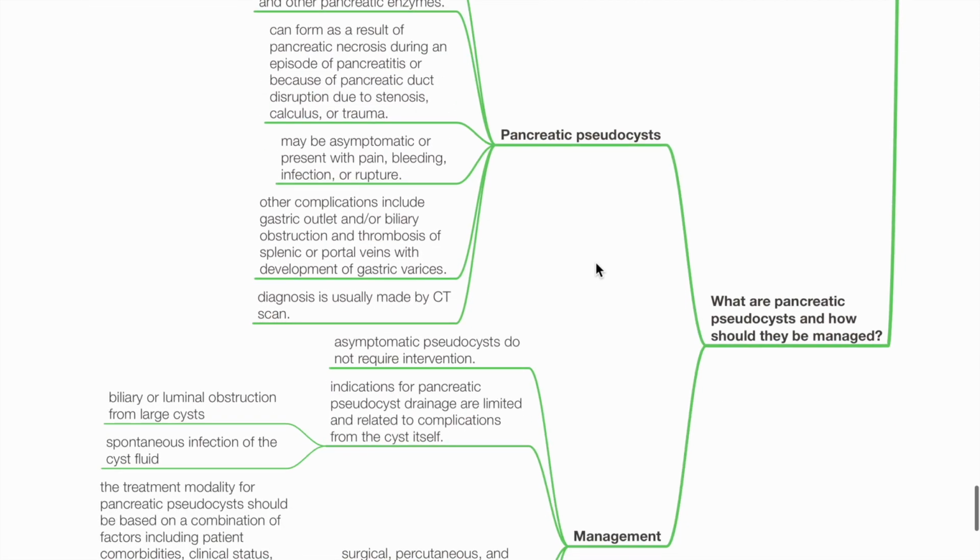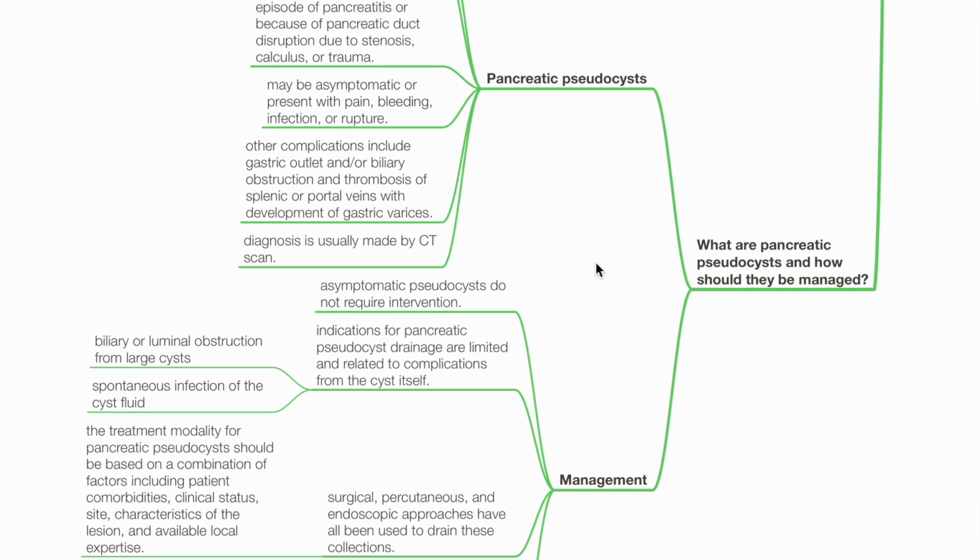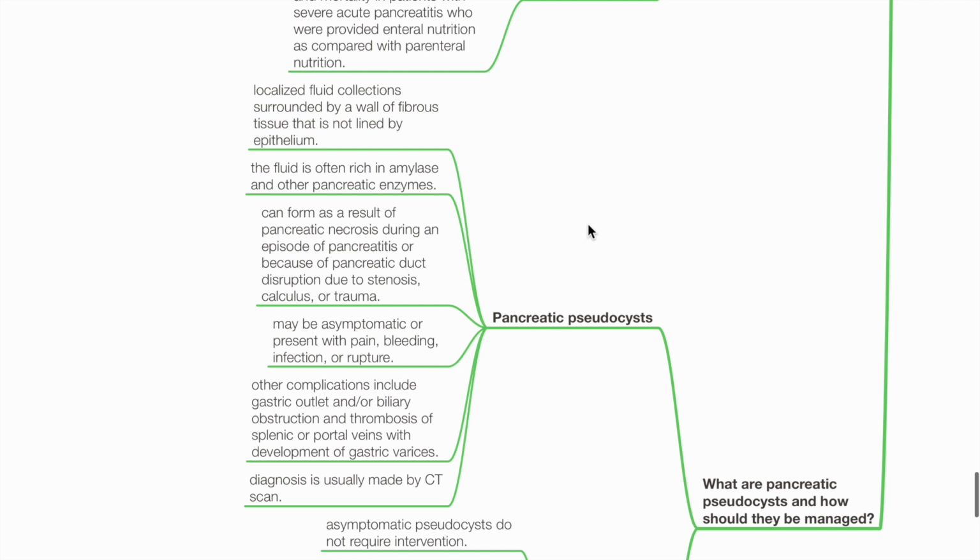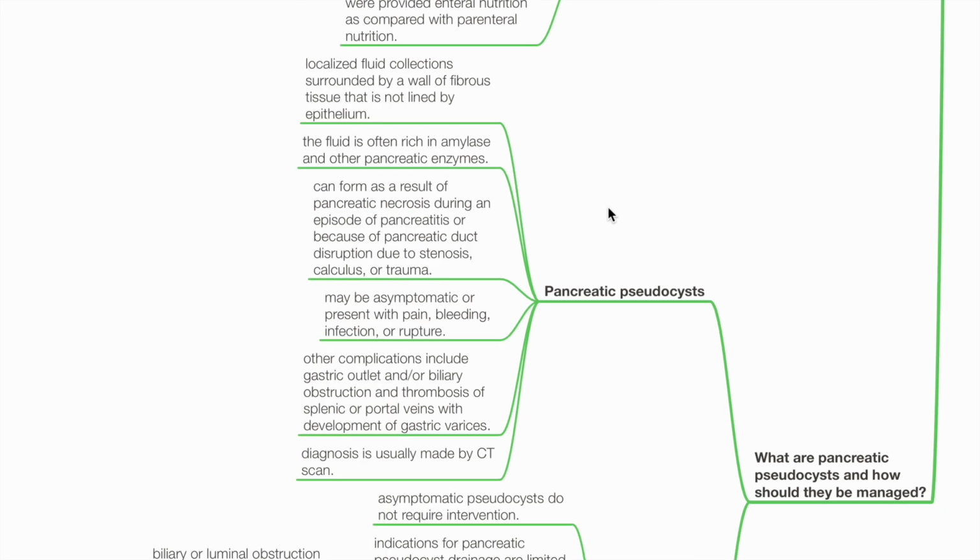What are pancreatic pseudocysts and how should they be managed? Pancreatic pseudocysts are localized fluid collections surrounded by a wall of fibrous tissue that is not lined by epithelium. The fluid is often rich in amylase and other pancreatic enzymes. Pseudocysts can form as a result of pancreatic necrosis during an episode of pancreatitis, or because of pancreatic duct disruption due to stenosis, calculus, or trauma.